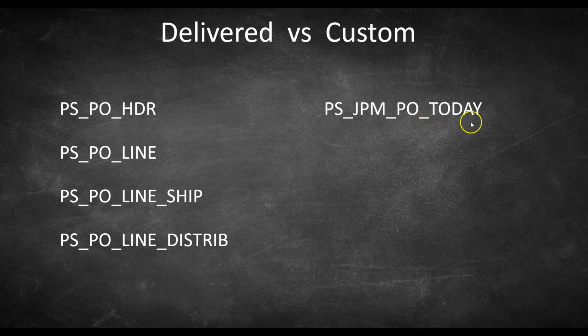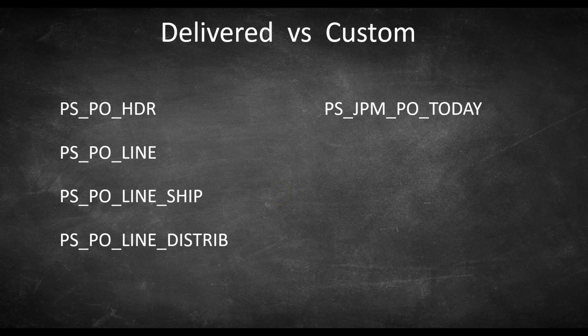Then we can add JPM as a prefix to the record name, and we can create a record like JPM_PO_TODAY. Now, the benefit of this naming convention is that by looking at the name, we can understand that this is not a delivered record. This is a custom record which is built for the requirement of my organization.